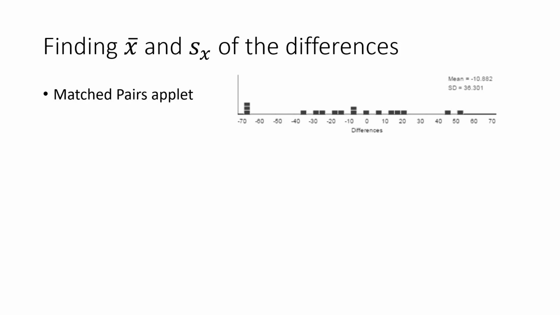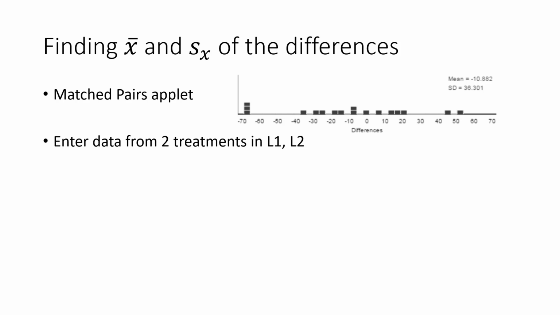One way is with the matched pairs applet. Without doing any randomization, so just looking on the left-hand side of the applet, we can look at the graph of the differences. In the upper right-hand corner of the graph, we can see that the mean of the differences is negative 10.882, so that's x bar, and the standard deviation is 36.301, so that's s sub x.